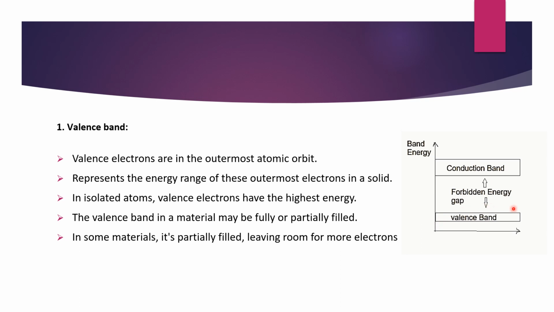You can see here there's a valence band, there's a conduction band, and in between there's a forbidden band. Band energy on the y-axis is given. Okay, so what is the valence band?